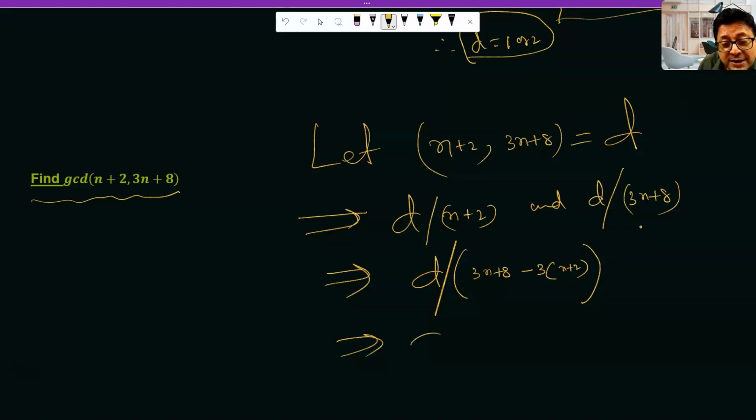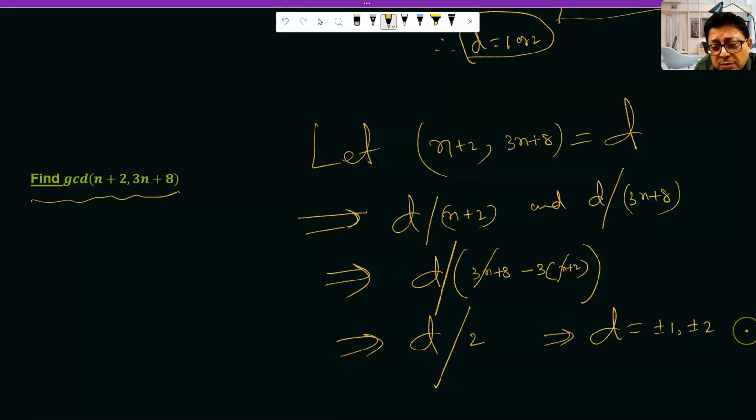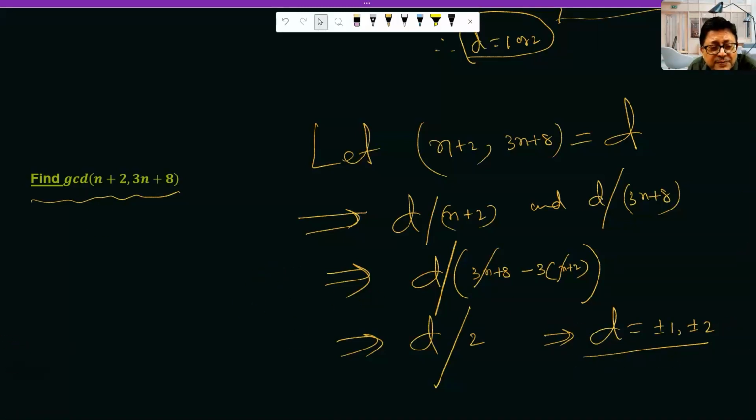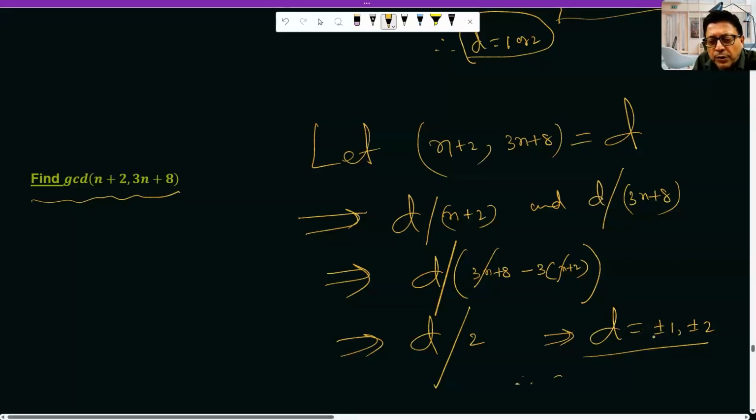This implies D divides 3, and the 3n terms get cancelled. 8 minus 6 is what? 2. This implies again D equal to plus minus 1, plus minus 2. Is it possible? Check. Is that possible? GCD cannot be a negative quantity. Therefore, D equal to 1 or 2.